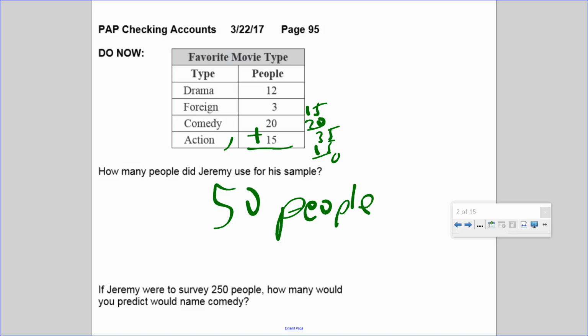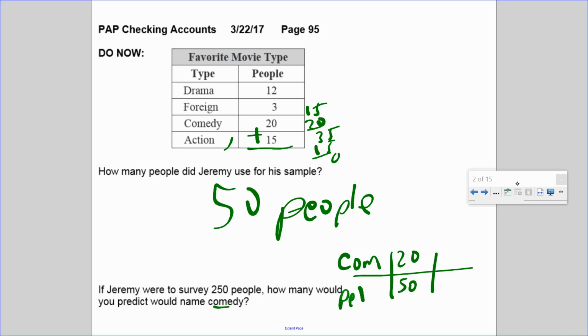If Jeremy were to survey 250 people, how many would you predict would name comedy? So let's see. This is about comedy. In his survey, 20 people chose comedy out of 50 people. If I had to build this relationship to 250 people, what is the relationship from 50 to 250? Times 5. So 100 would choose comedy out of 250 people.